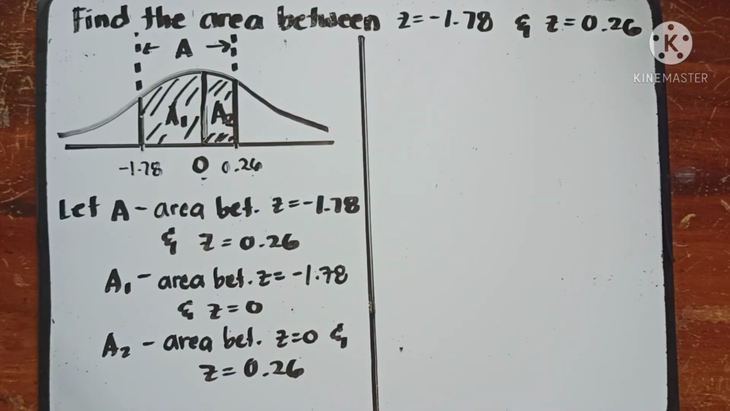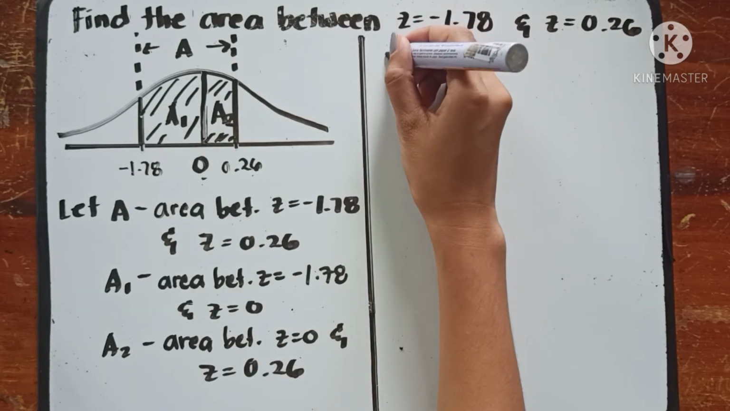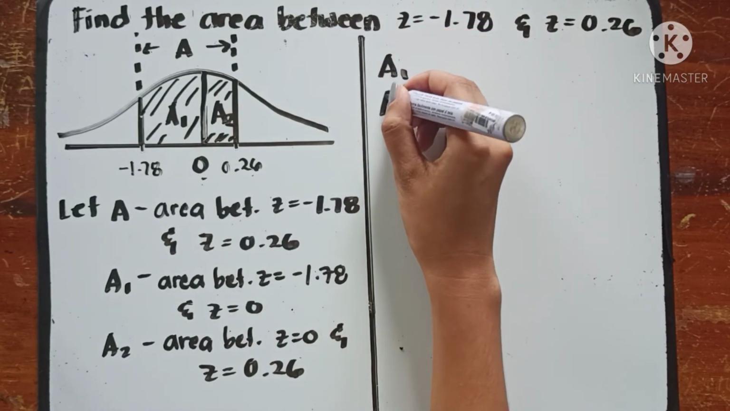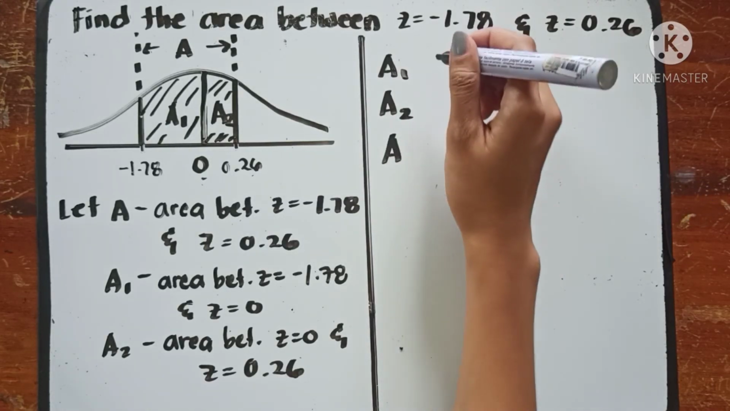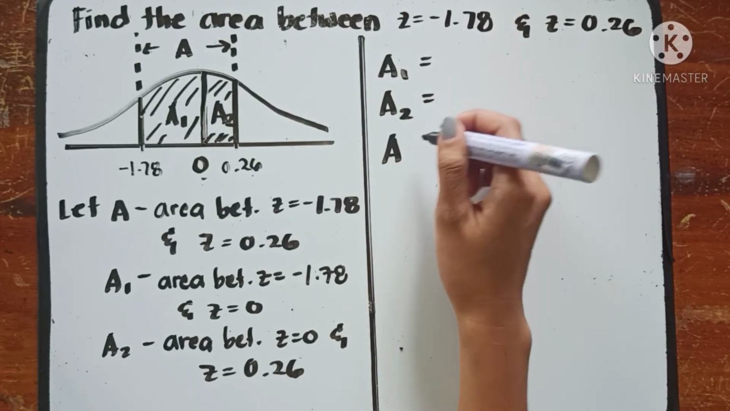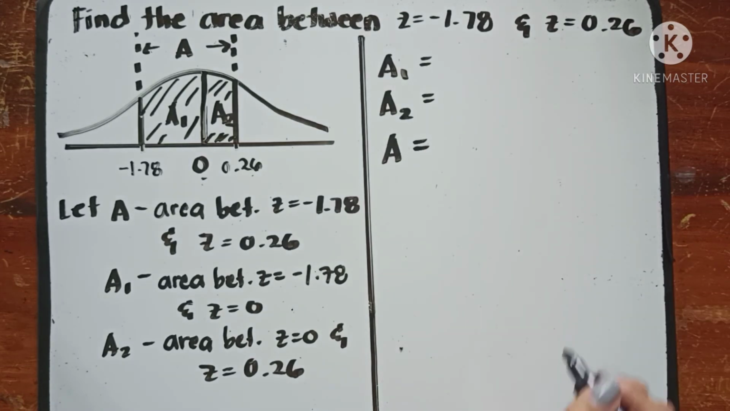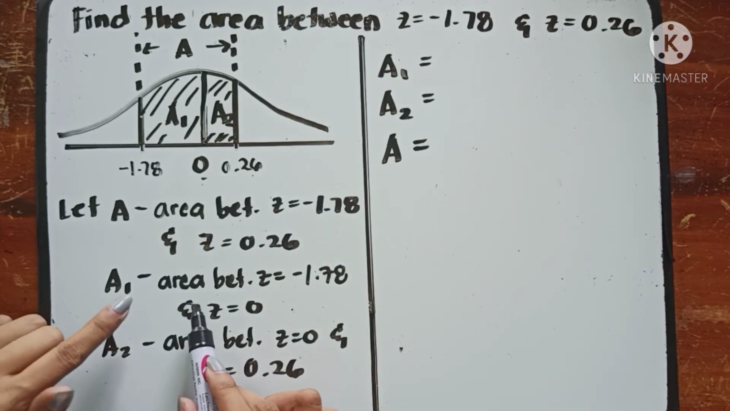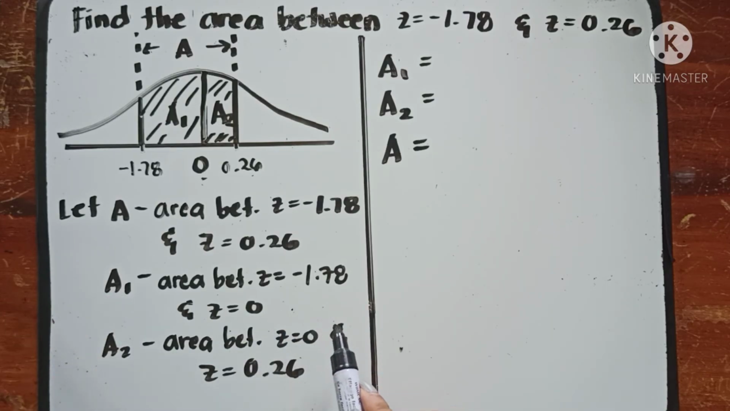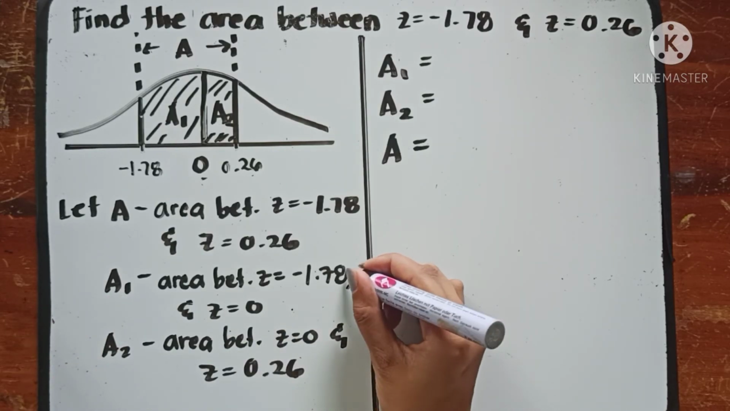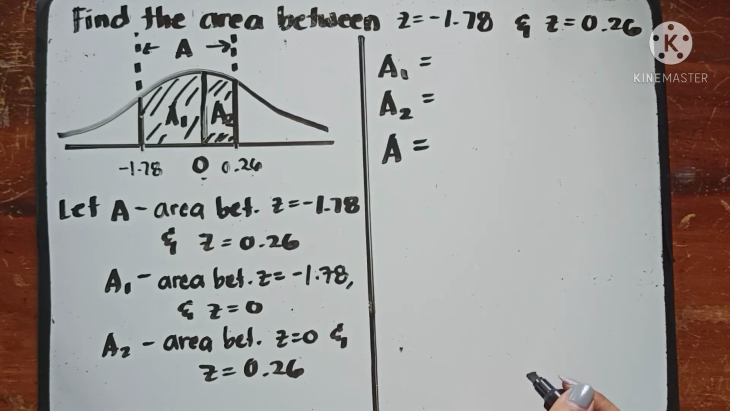Okay, so next step. Once na meron na tayong normal curve, na-sketch na natin ang ating normal curve, ang next step natin is hanapin na ano yung value ni A sub 1, ano yung value ni A sub 2, and ano yung magiging value ni A. Okay? A sub 1, A sub 2, and yung A. So, yung A sub 1 natin, area between negative 1.78 and 0. So, ibig sabihin na hanapin mo sa ating z-table, ano yung value ni 1.78.